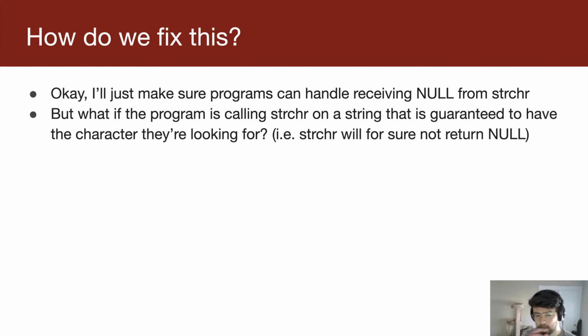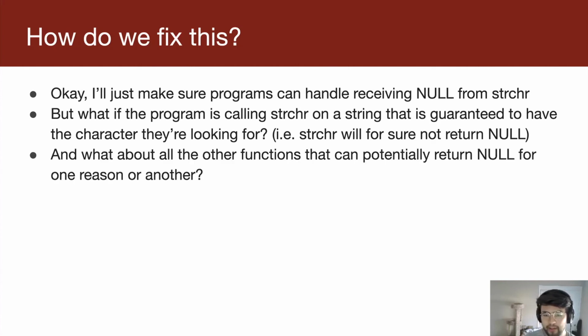If you add this rule, that's going to raise a false positive, because you're going to have code that is like, okay, I know this character is here. I just need to find the position of it. And your linter is going to be like, oh, did you check for null? And you're like, I don't need to check for null. I know it's there for sure, 100%. And false positives are not good. And also, what about all the other functions that could potentially return null? Are you going to add a rule for every single function that does this?